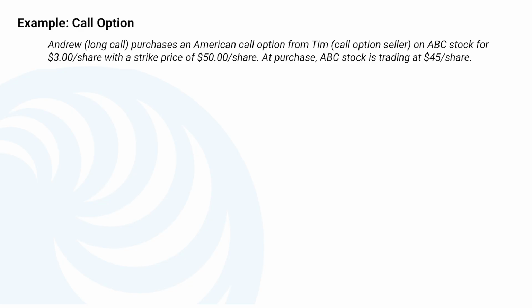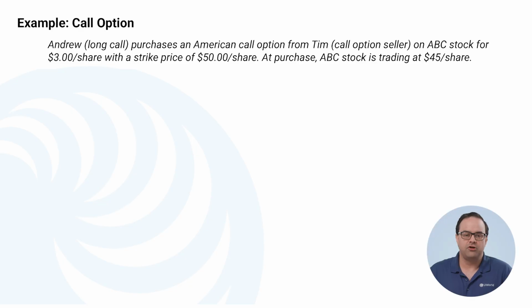So here we'll look at a basic example for a single call option. We have a portfolio manager who purchases an American call option from a dealer on ABC stock for $3 a share for a strike of $50 a share. Currently, the shares are trading at $45. So this is an example where the premium is $3. The option is currently out of the money.